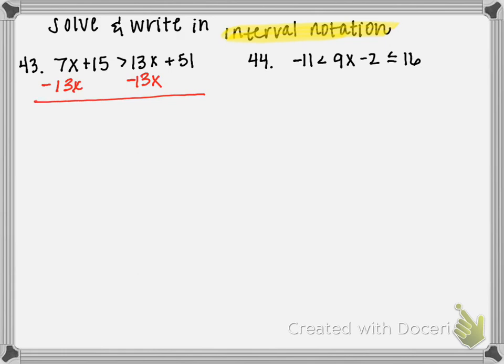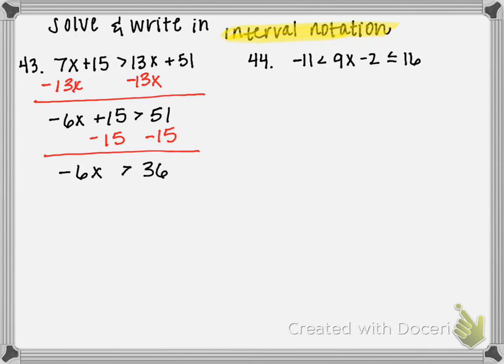And we're left with 7x minus 13x, which is a negative 6x plus 15 is greater than 51. So our x's are almost by themselves, but we need to get rid of the 15. So we will subtract it since it's a positive 15, and we'll subtract it from the other side as well. That's going to leave us with negative 6x is greater than 36.